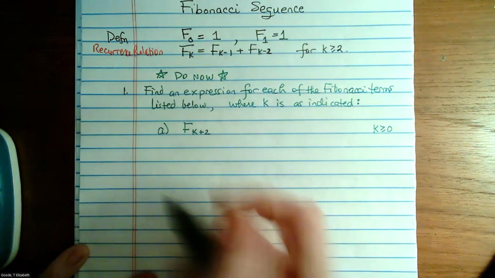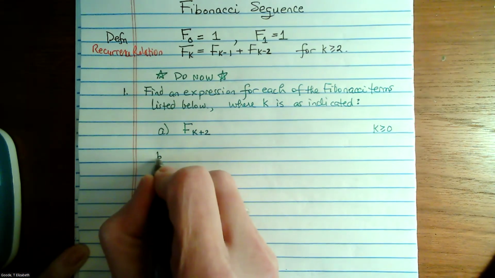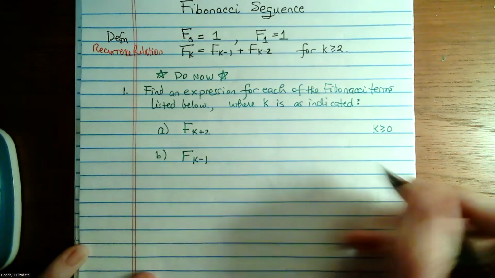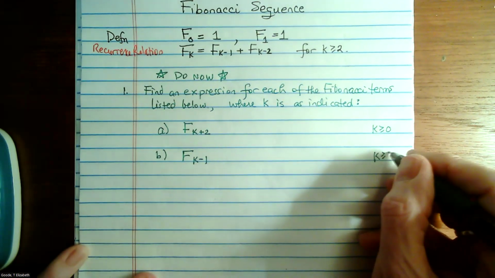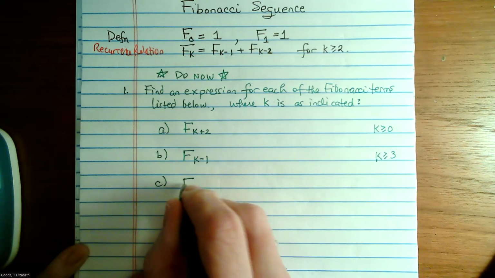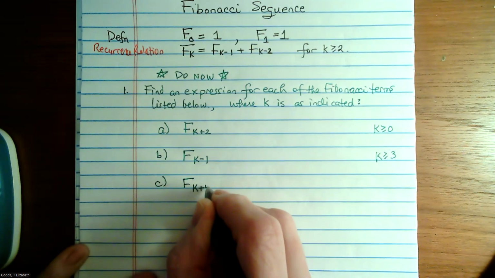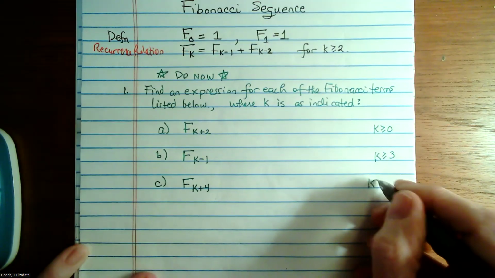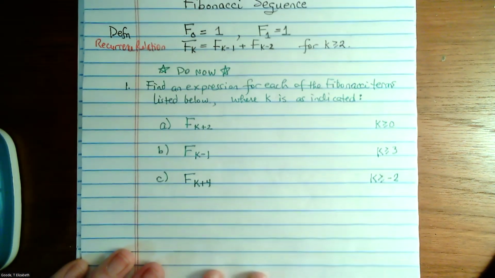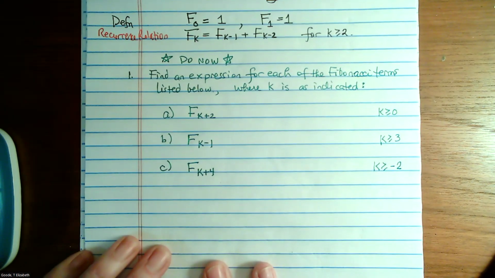All right, and then for B, write an expression for F sub K minus 1. That'll work for K greater than or equal to 3. And the last one that we'll do is F sub K plus 4. That'll actually work for K greater than or equal to negative 2. So do you understand what I'm asking for here?